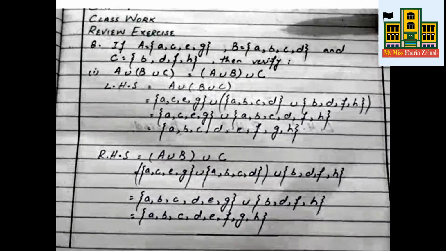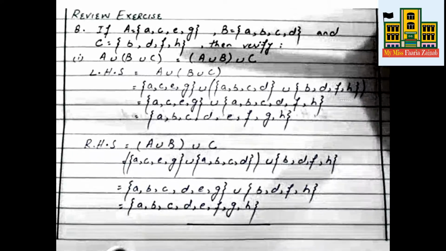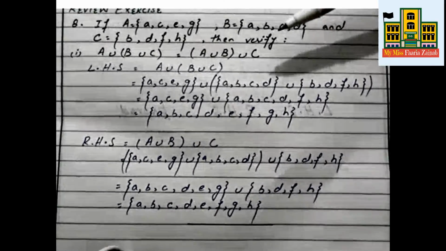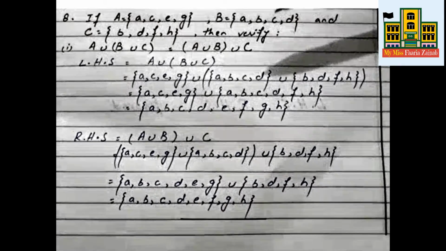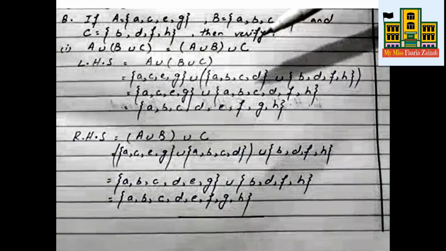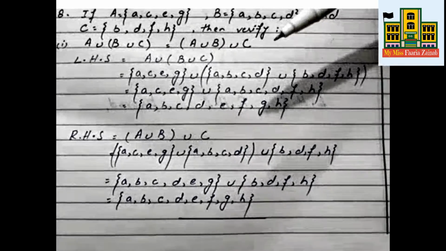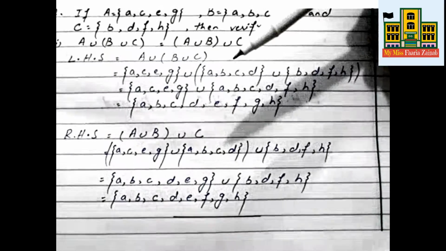Students, question number 8 is, if A is {A, C, E, G}, B is {A, B, C, D} and C is {B, D, F, H}, then verify A ∪ (B ∪ C) = (A ∪ B) ∪ C. In left hand side, firstly we have to solve B union C because it is between the small bracket, and then the answer will be solved with A.